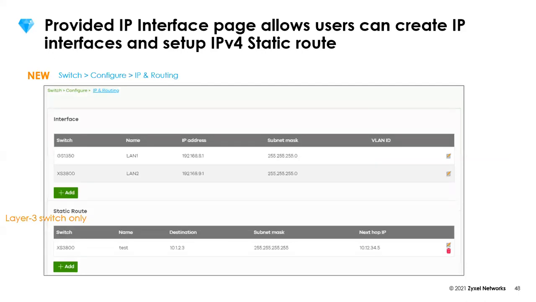We now have the ability to set up IP interfaces above and beyond the default automatically assigned one. So this is primarily for our layer 3 switches and for our surveillance switches. So to use some of the surveillance switch features, you do need to have an IP interface defined. So we now have the ability to do that. And then if you have a layer 3 switch, we now have the ability to set up static routes for that switch.